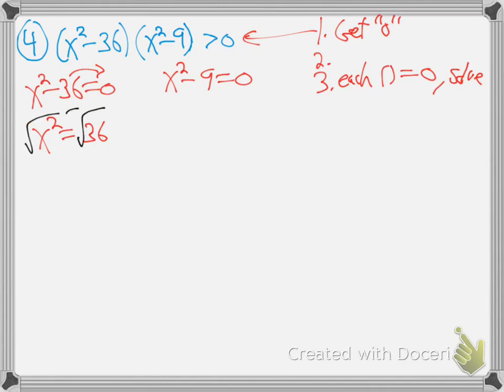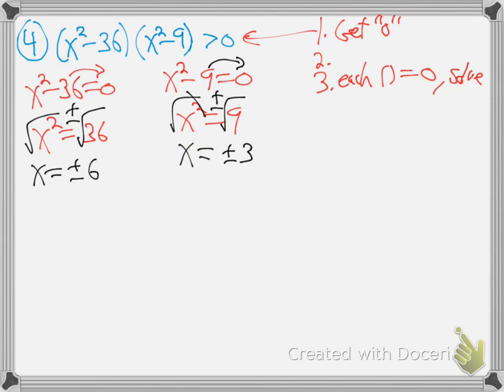So I get plus or minus 6. Same thing here. Move that over, and we get x squared is 9. And then we put a roof on the house, up and down the ladder. X is plus or minus 3.